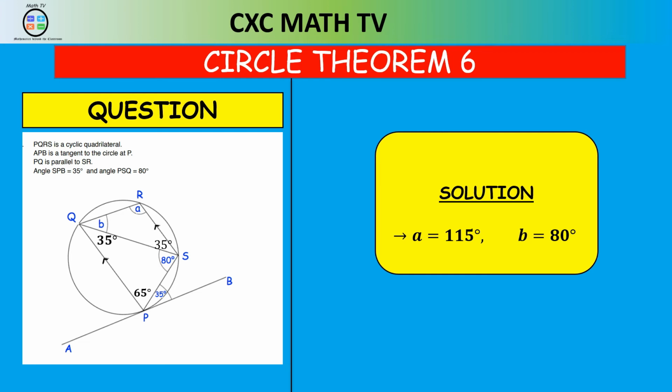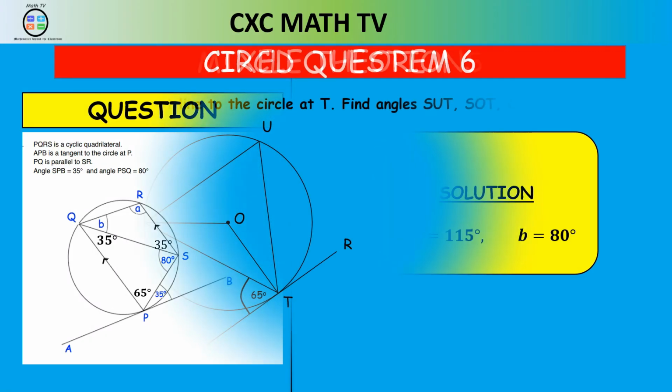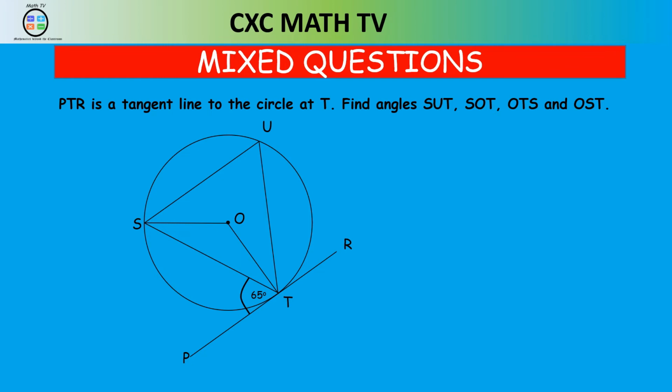Now, having done all of the circle theorems that we need to know, we're going to look at a couple of exam style questions so we feel confident. So I want you to pause the video and attempt these questions. These are exam style questions now. So this question says PTR is a tangent line to the circle at T. Find angles SUT, SOT, OTS, and OST.